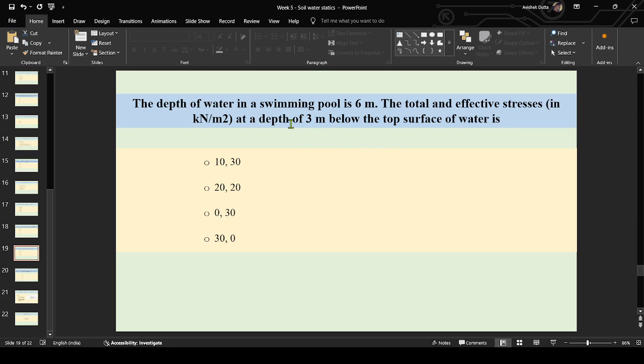Gamma W is 10. So the second option is 20 and 20. Third option is 0 and 30. Last option is 30 and 0. 30 being the total and 0 being the effective stress.